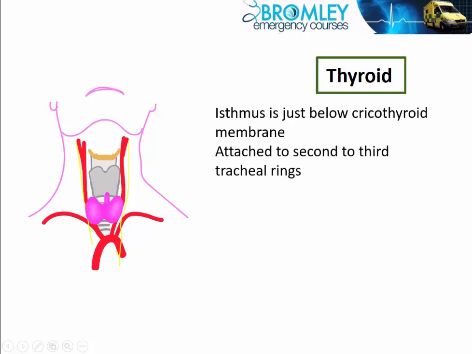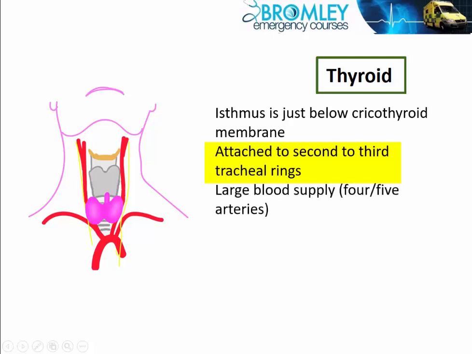The thyroid gland itself is attached to the 2nd and 3rd tracheal rings, and it has a very extensive blood supply. It has an artery on each side that comes off the external carotid, and also it has arteries that come up from the thyrocervical trunk. So it has 4 or 5 in some people arteries. It's got a very rich blood supply. It's very vascular.